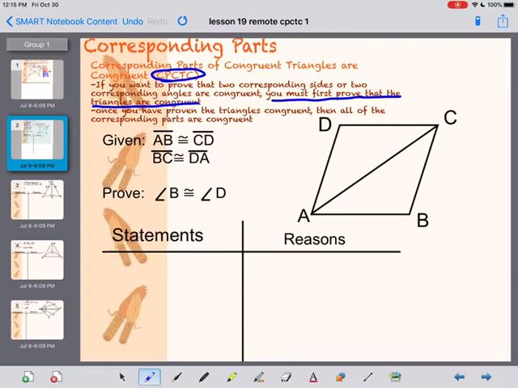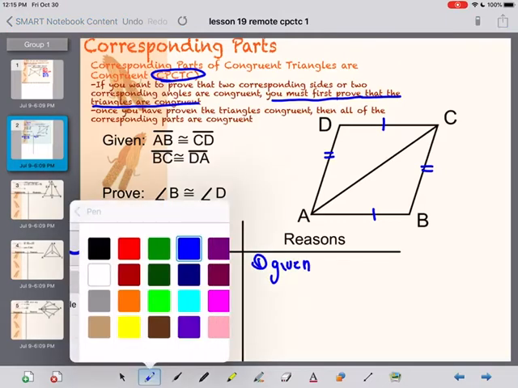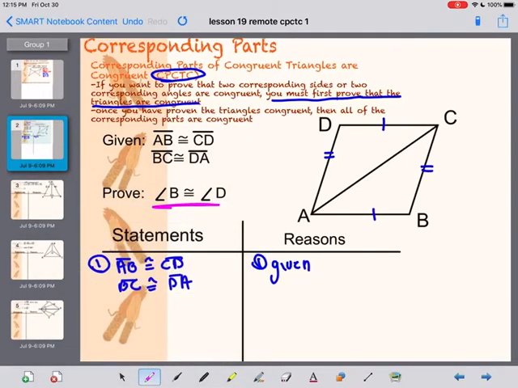So given AB congruent to CD and BC congruent to DA. Let's write that down in our proof. AB congruent to CD, BC congruent to DA. Reason, given. Now look at your proof line. This is something we haven't seen before. We're trying to prove angles, not triangles.